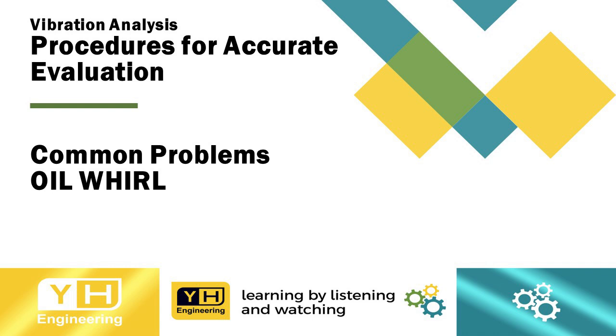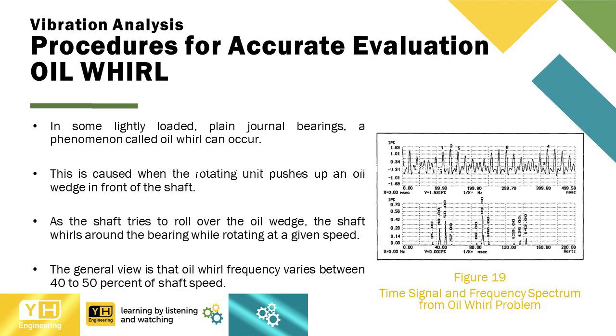Vibration analysis. Procedures for accurate evaluation of machinery condition. Common problems. Oil whirl. In some lightly loaded, plain journal bearings, a phenomenon called oil whirl can occur. This is caused when the rotating unit pushes up an oil wedge in front of the shaft. As the shaft tries to roll over the oil wedge, the shaft whirls around the bearing while rotating at a given speed. The general view is that oil whirl frequency varies between 40 to 50% of shaft speed.